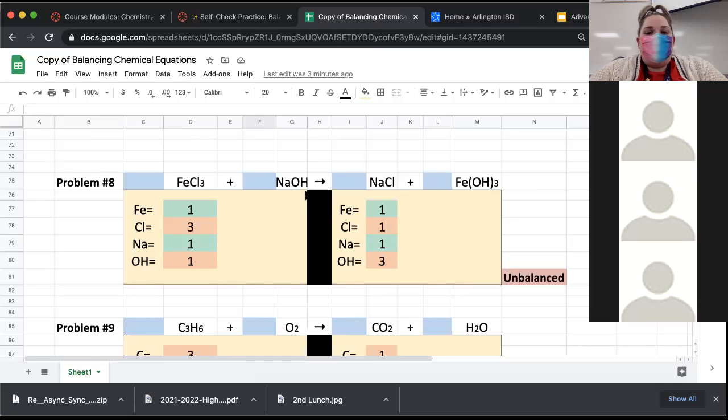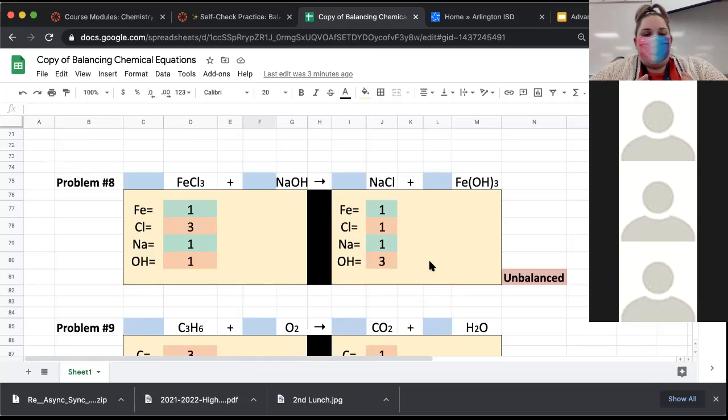Now, when I go to the product side, iron is now over here in this compound. It's still 1 because it does not have a subscript right behind it. Chlorine is 1. There's no subscript here. Sodium is 1 because there's no subscript. But now hydroxide's 3 because the OH is in parentheses and there is a 3 outside. So I now have 3 of that hydroxide ion. So right now, as it stands, the iron and the sodium are balanced. The chlorine and the hydroxide are not.